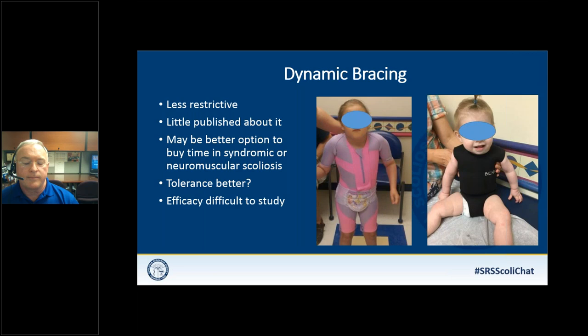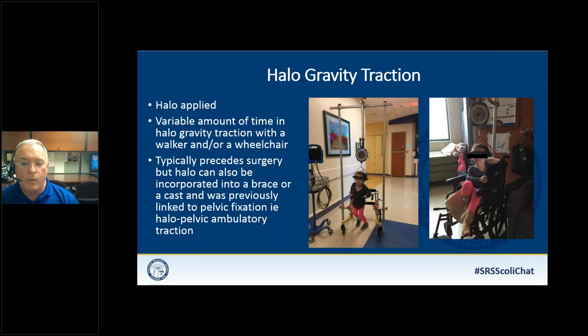Halo gravity traction has emerged once again as another alternative, and in some cases, we'll do this as an adjunct and either start the whole treatment program with halo gravity traction, or it might be at the end of treatment when we're deciding to put in some implants. But halo gravity traction can be done even in very, very young patients. In some extreme cases, the halo can actually even be incorporated into a cast or a brace.